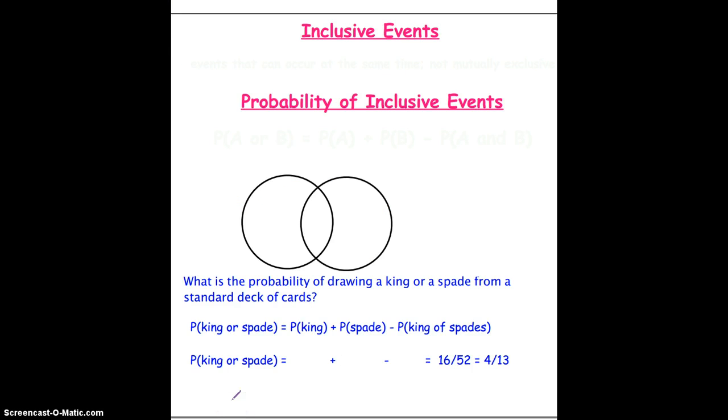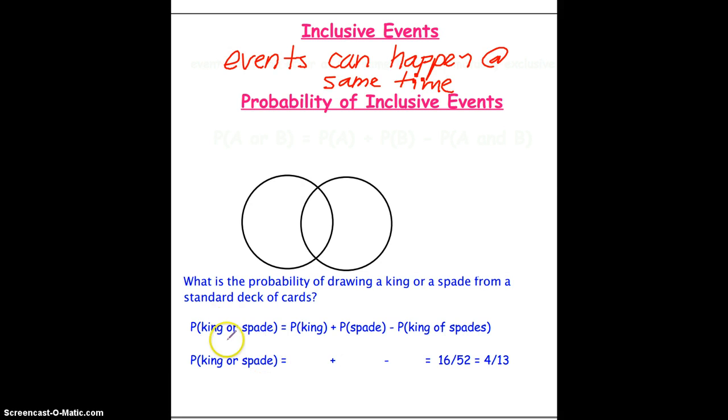Okay. Inclusive events are the opposite of mutually exclusive. So mutually exclusive meant that 2 events could not happen at the same time. Inclusive means they can happen at the same time. These would be 2 events like choosing a king or a spade. So there's a king of spades, so these 2 can actually happen at the exact same time.